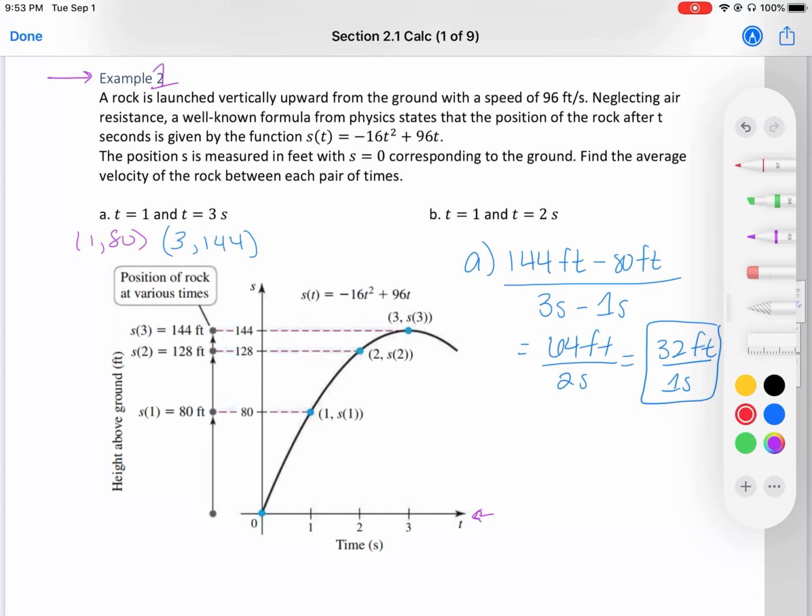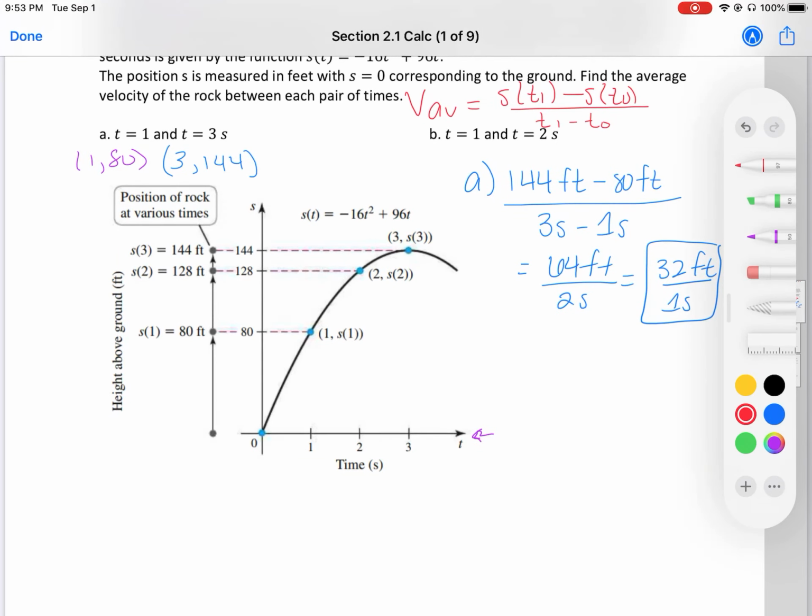And if you check out your textbook, it gives you the formula to find the average at a certain point. Your average velocity would be s of t1 minus s of t0 divided by t1 minus t0.